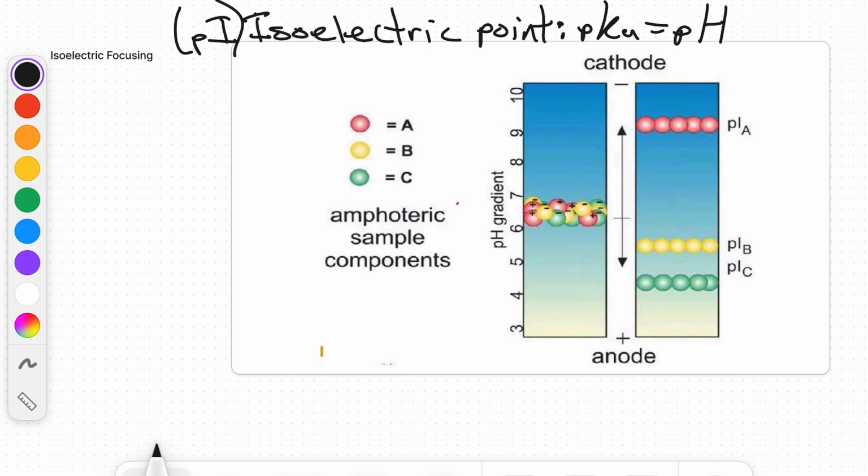So the way we do it, and on the right side here, we have this kind of separation gel here. We have a cathode and an anode, and let's just say this is at like 0 minutes, because this is the same thing, just different timestamps. And we'll say this is at like 1 hour or something.